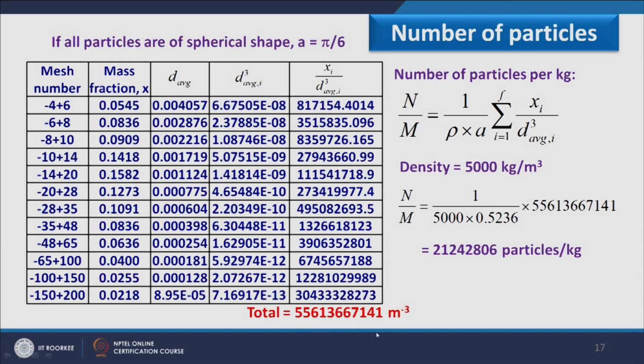The value comes like this, such a huge value, and density I am having is 5000 kg per meter cube. I am having all particles of spherical shape. The value of A should be pi by 6. So, it comes as 0.5236. So, putting all the values over here, we can have 21242806 particles per kg. So, using particle size distribution data, we can calculate specific surface area and number of particles in the mixture.